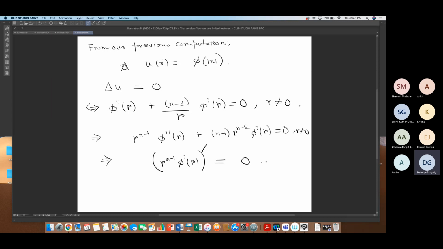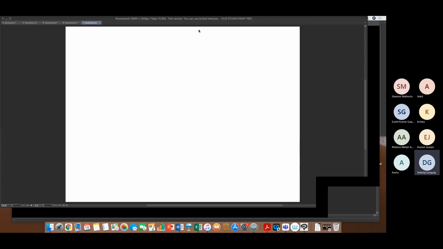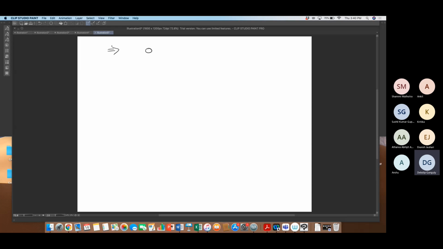Yes or no? Yes, sir. So what will be the solution? This is equal to what I can write now: r to the power n minus 1 phi prime of r is equal to, just integrate, this is C1. Yes or no? For r not equal to 0, I can write this implies phi prime of r is equal to c by r to the power n minus 1, for r not equal to 0. Yes or no?